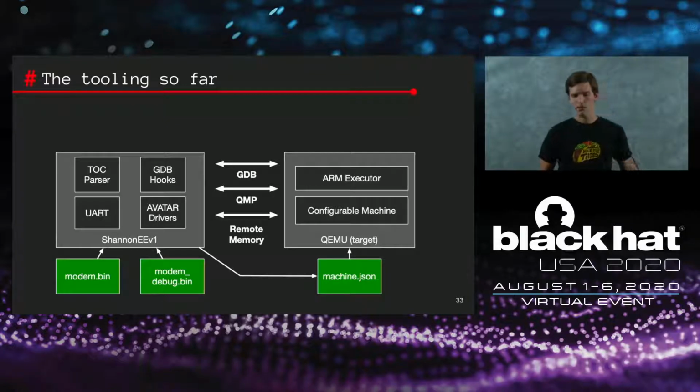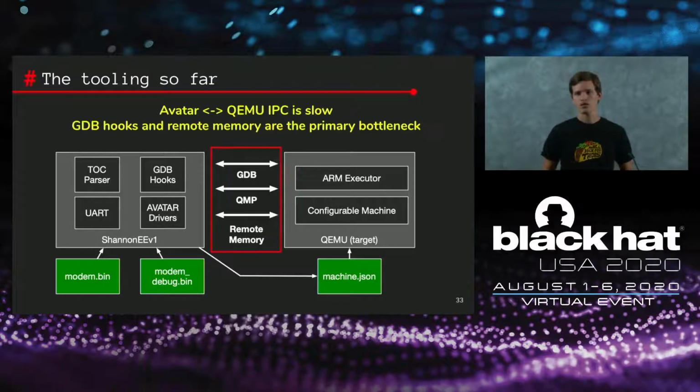And taking a step back, this is what we have so far, the first incarnation of Shannon EE. We have Avatar 2, we have our UART peripheral, we have the file parser for the modem images. We've been using GDB hooks up until now. QEMU is our target, and everything is being done over IPC. But this is where the problem is. Because this IPC is cross-process, and we need a lot of hooks and a lot of remote memory reads, these become the primary bottleneck. And we needed a way to actually solve this.